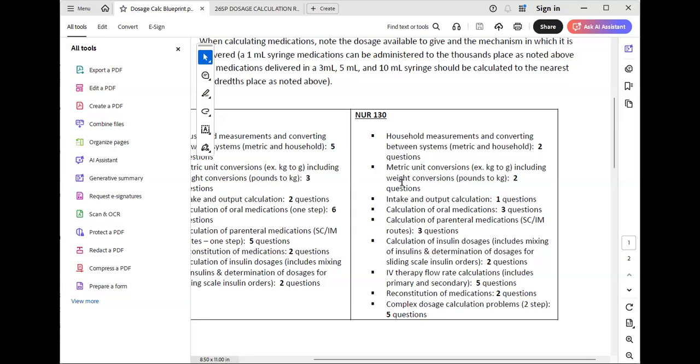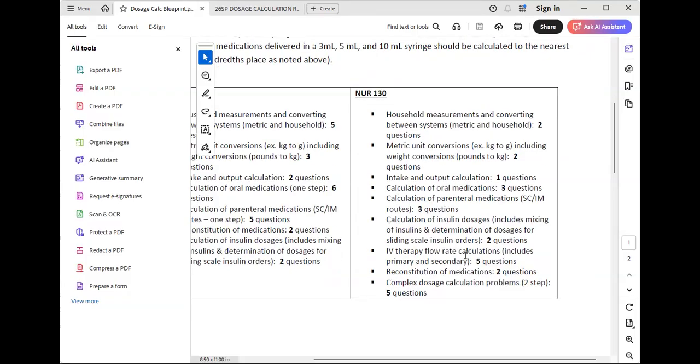You're going to do your oral based meds and your parenteral meds, which are going to be calculated the same. So remember, capsules and milliliters are pretty much the big things that you're calculating for with your oral medications, and then your parenteral medications is just mLs, unless it's insulin, and then it's units, which is the next thing. Insulin dosages, including mixing of insulins.